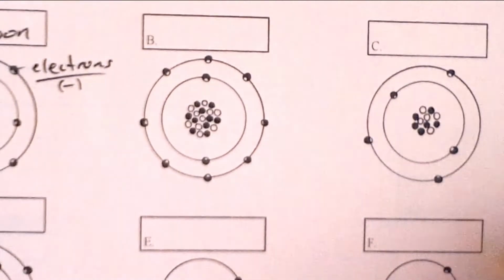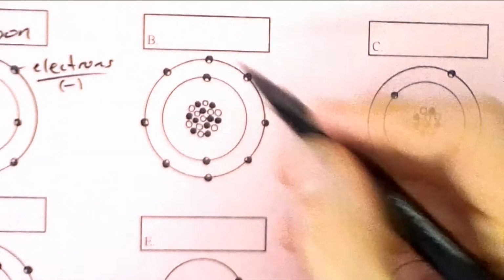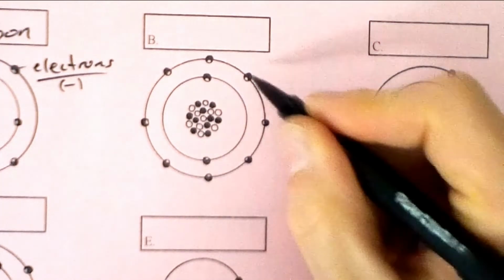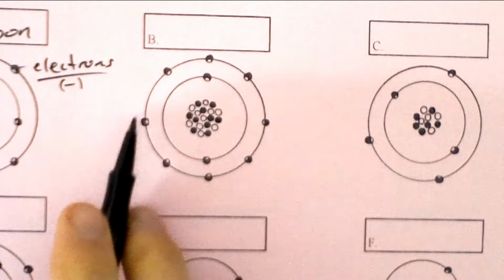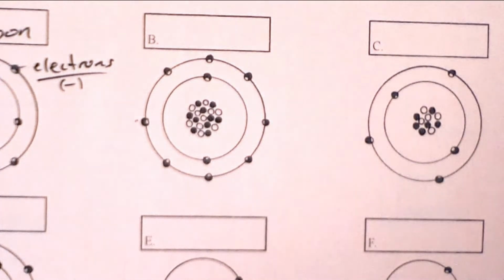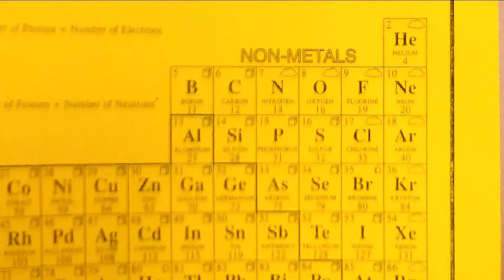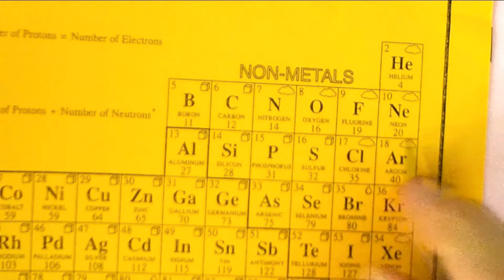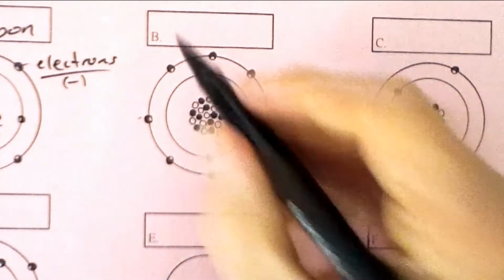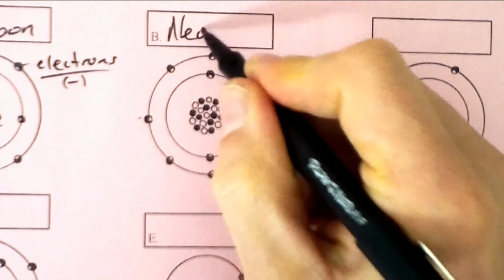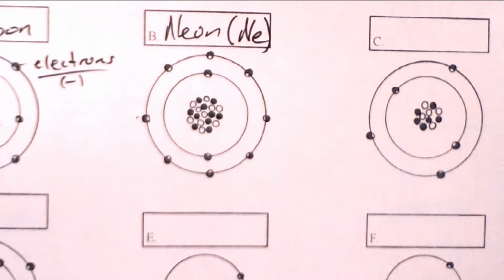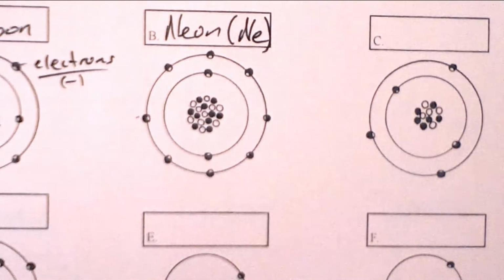Let's look at B. So if we take our shortcut and just count the electrons, it's 1, 2, 3, 4, 5, 6, 7, 8, 9, 10. So we find number 10 on our periodic table, and number 10 is neon. So we'd write neon in here, and E. So that's pretty simple, pretty self-explanatory, just using the periodic table.